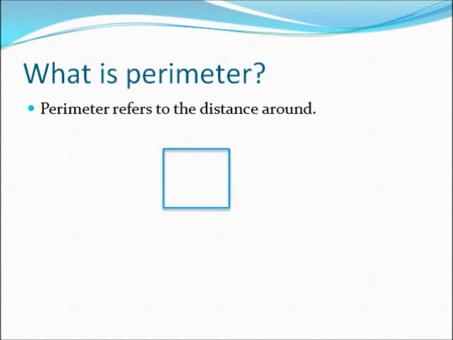Now we have a square. A square has 4 sides that are all the same length. Therefore, when we find the perimeter of a square, we're talking about 4 times whatever number is given to one of the sides. Here my side is labeled S. Perimeter equals S plus S plus S plus S, or 4S.